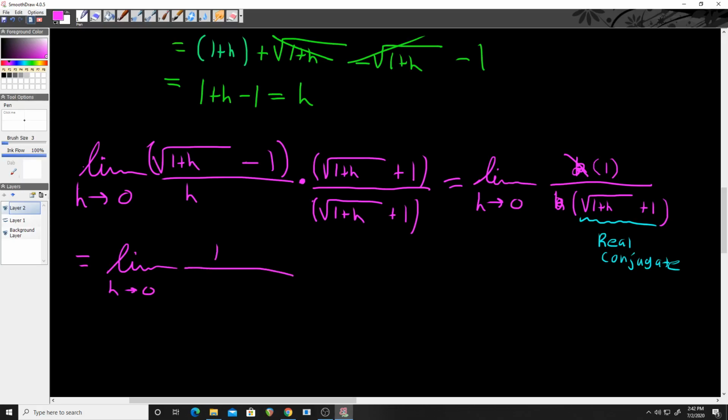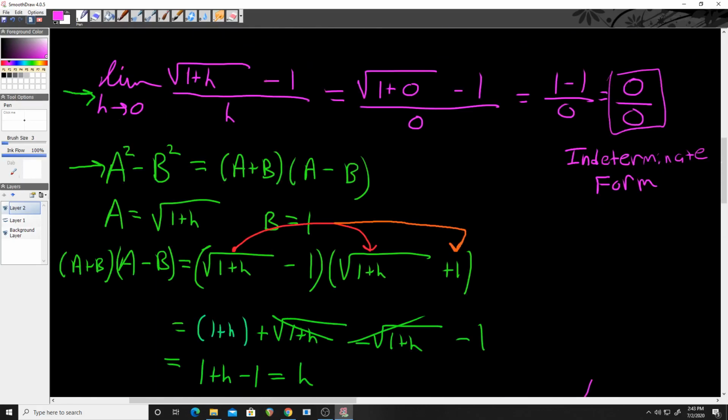So, we have the limit as h approaches 0 of 1 over the conjugate, square root of 1 plus h plus 1. Now, if I attempt to plug in h equals 0, I canceled that problematic h. Because now, my answer: square root of 1 is 1, 1 plus 1 is 2. So, there we go. There's the limit, 1/2.